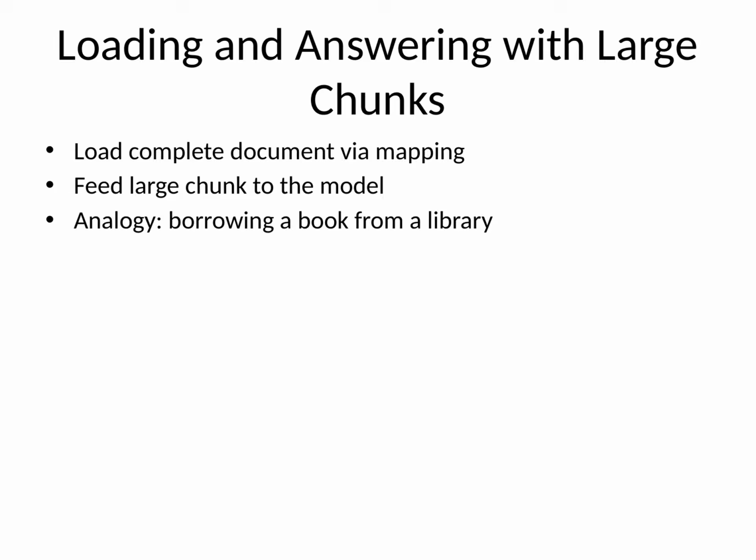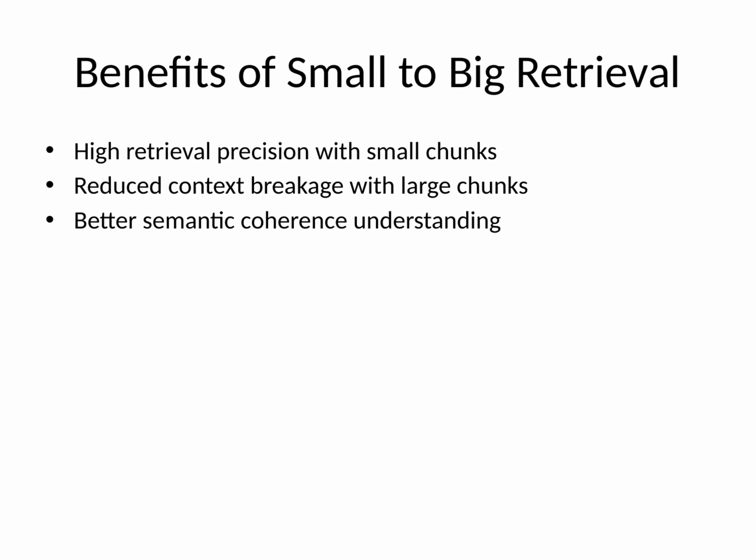It's similar to borrowing a book from a library. You find it using keywords, but read the entire book for context. The benefits of this approach include high retrieval precision, as small chunks are more likely to match key sentences, and reduced context breakage since large chunks provide complete paragraphs or chapters, enhancing semantic coherence.